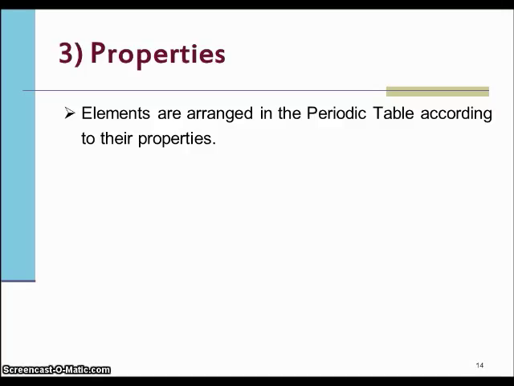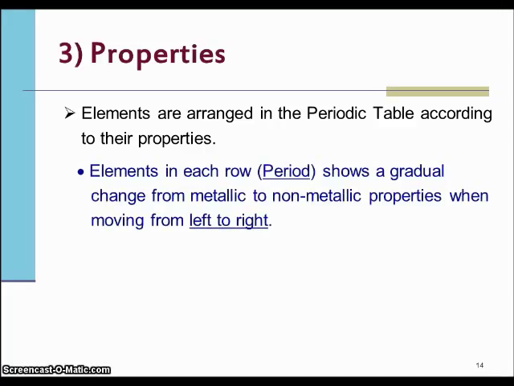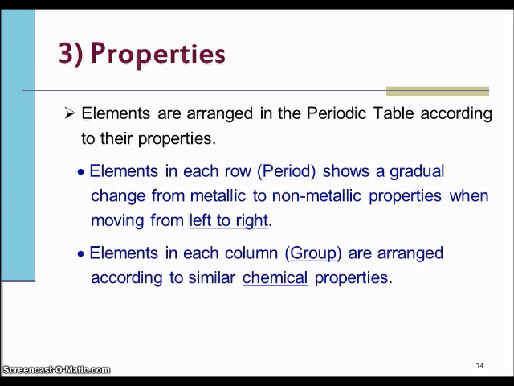Elements are arranged in the periodic table according to their properties. Elements in each row, or period, show a gradual change from metallic to non-metallic properties when moving from the left to the right across the periodic table. Elements in each column, or group, are arranged according to similar chemical properties.